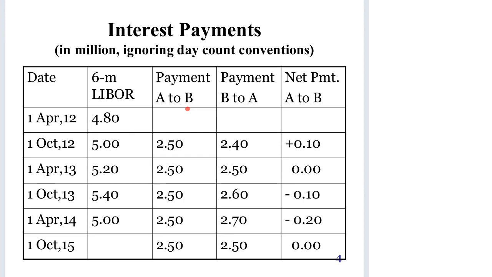Now, in the context of the floating rate, I'll observe the floating rate today, and that is the rate at which I'll pay for the next 6 months. So if today I am on 1st of April, and the 6-month LIBOR rate is 4.8% today, my interest rate will be calculated at 4.8% basis.